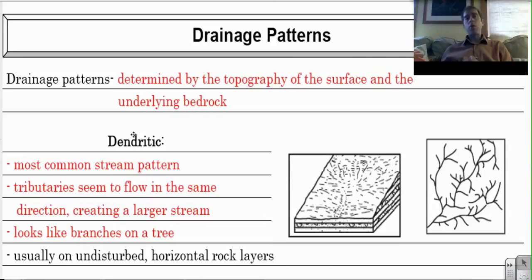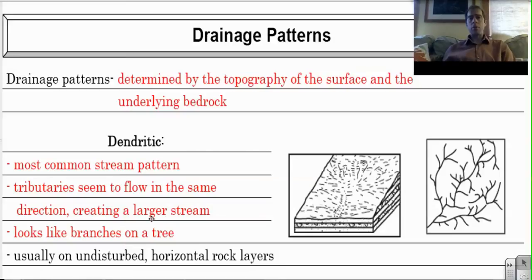So there's four different shapes that you just need to be familiar with. Dendritic. Dendritic is referring to trees and the way a tree grows. And if you look here, you can see that this looks kind of like the way trees branch or how roots grow. These are tributaries feeding into a main trunk of a stream. We talked about that back when we were talking about stream erosion. The most common stream pattern is this dendritic type.